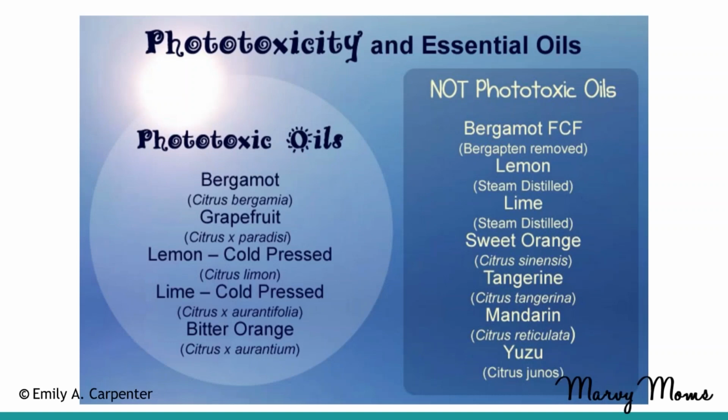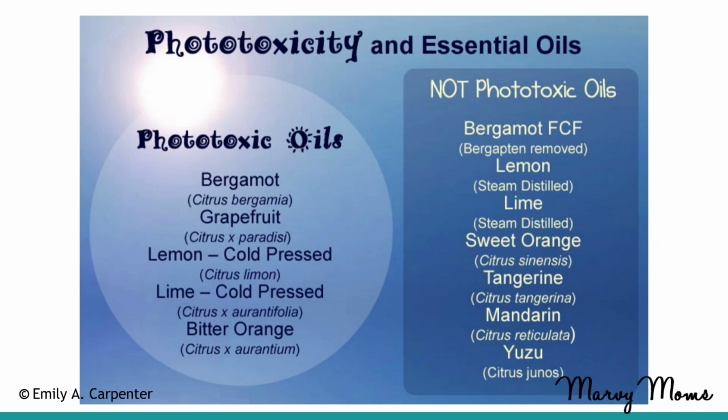Phototoxic oils include bergamot, grapefruit, lemon cold pressed, lime cold pressed, and bitter orange. And you'll see that there is a form of bergamot where the bergaptene has been removed, and then lime and lemon can be steam distilled, and when they're steam distilled it doesn't leave that phototoxic chemical in them, so they can be used without the phototoxic reaction. And sweet orange versus bitter orange: sweet orange is not phototoxic. Tangerine, mandarin, yuzu are all not phototoxic. So there are some levels.